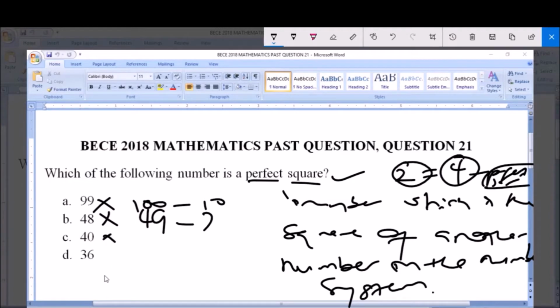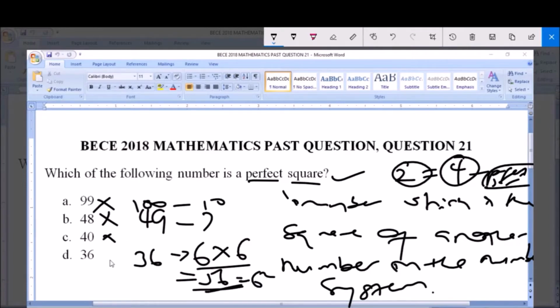Now D here says 36. Now 36, let's see. 36 is a perfect square. 36 is the square of 6. 6 times 6 will give us 36. And 6 is a number in the number system. Therefore 36 is equal to 6 squared. When you square 6, you get 36. So therefore 36 is a perfect square. So our answer is D, 36.